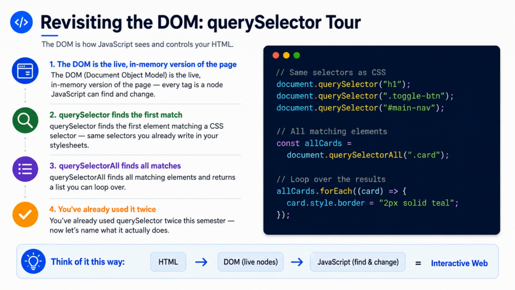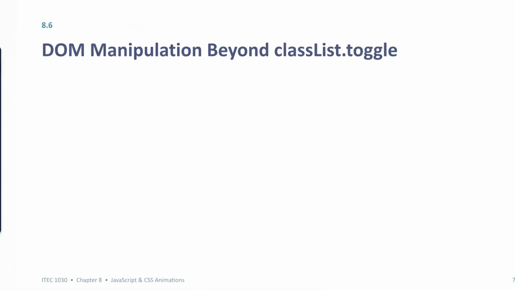Land this point clearly. Students have already used querySelector twice this semester, in the hamburger toggle and the form validation, without it being named. Today it finally has a name and a consistent rule. The selector passed to querySelector is the exact same syntax already known from CSS.